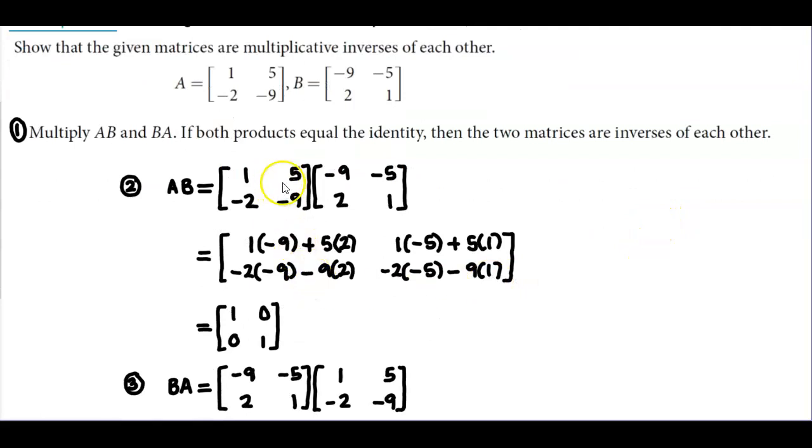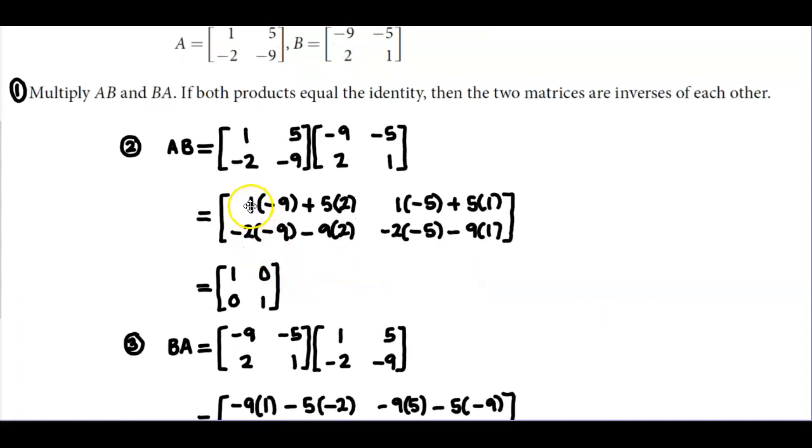So here we have our first matrix times our second. So we have 1 times negative 9 plus 5 times 2. 1 times negative 5 plus 5 times 1. Negative 2 times negative 9 minus 9 times 2. And then negative 2 times negative 5 minus 9 times 1.